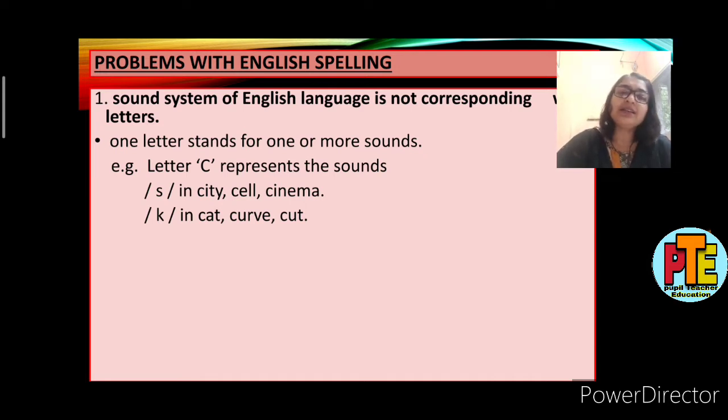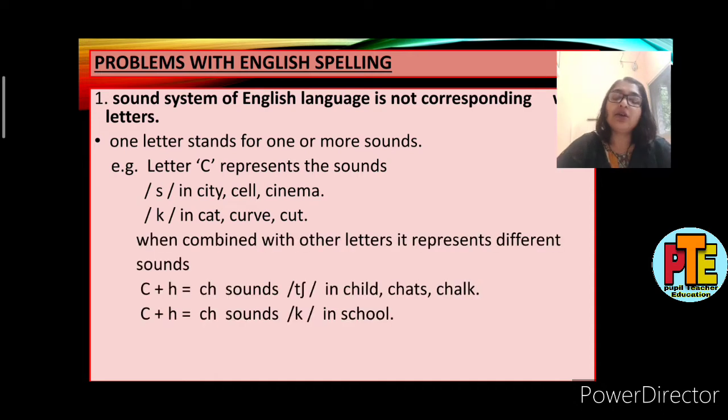Like letter C represents the sound S in city, cell, cinema, and the same letter C stands for sound K in cat, curve or cut. When combined with H, it produces different sounds. If we combine C and H, it becomes ch. This combination of CH is pronounced as ch in child, chats, chalk.